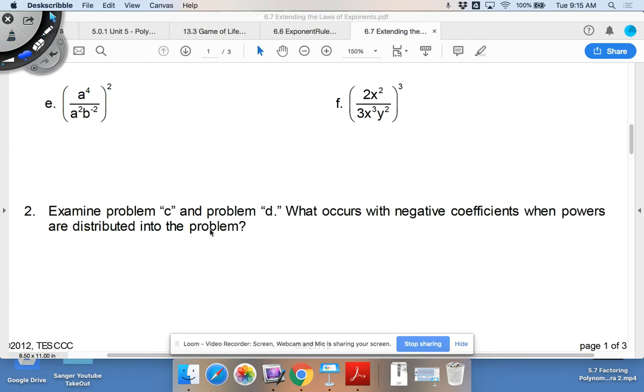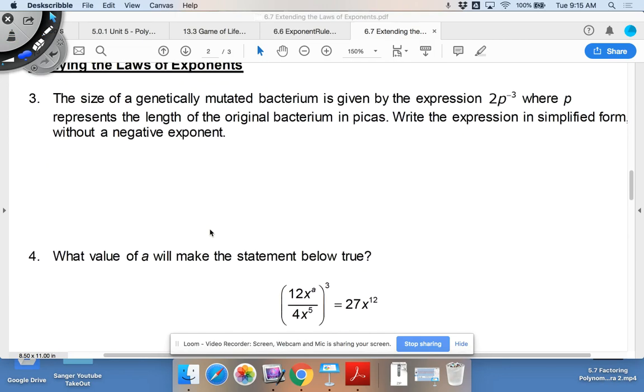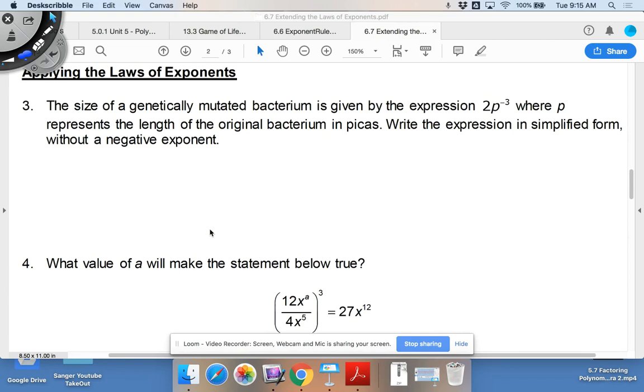All right, so the next one looks like a scary word problem, but when we read it, it's actually not so scary. The size of a genetically mutated bacterium is given by the expression 2p to the negative 3, where p represents the length of the original bacterium in picas. Write the expression in simplified form without a negative exponent. So all of this really just means we're going to write 2p to the negative 3 in simplified form. And it's not simplified if it has a negative exponent.